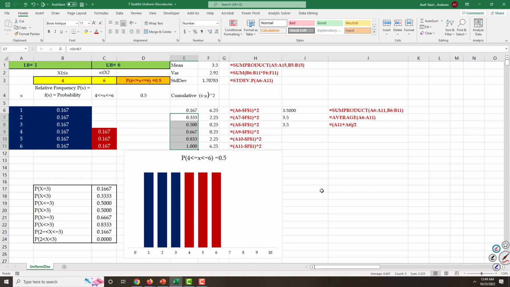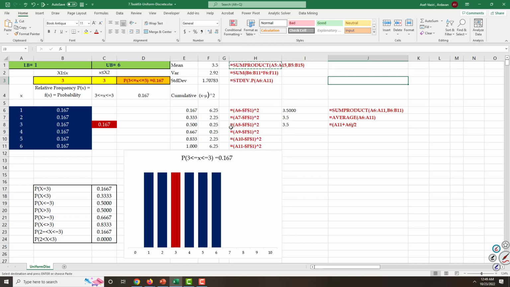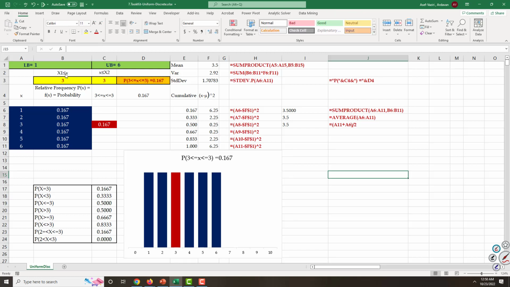Now let's talk about a couple of probabilities. Probability of x equal to 3. Of course, that probability is 0.167. Here is the formula that I have typed over there. Enter. Equal to, and I click on this, enter. So probability of x equal to 3 is this.